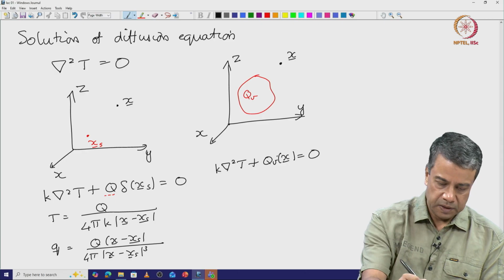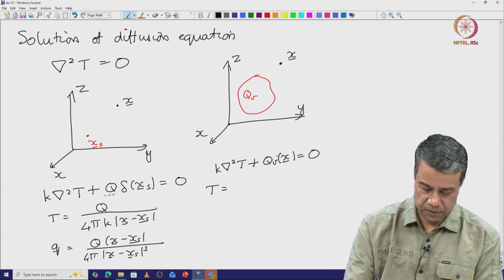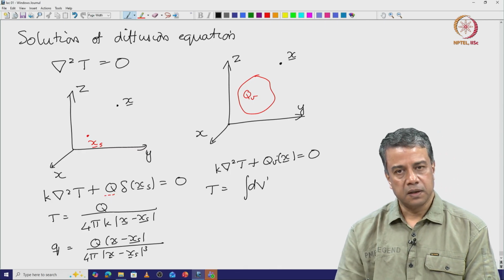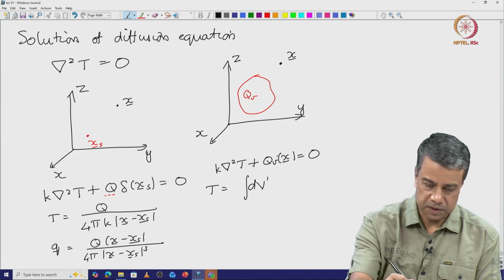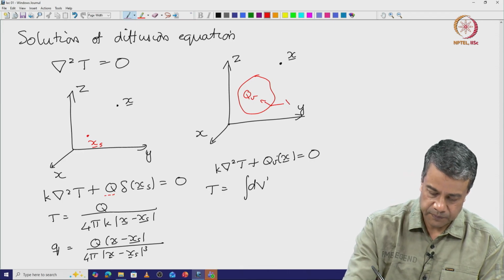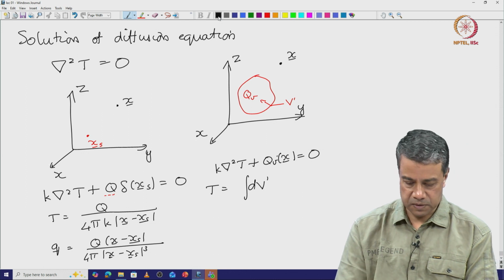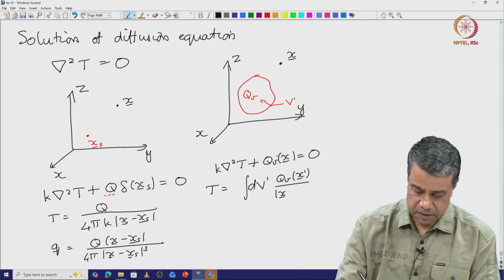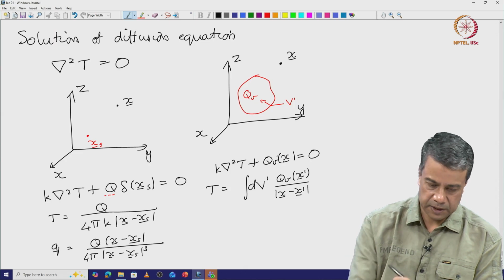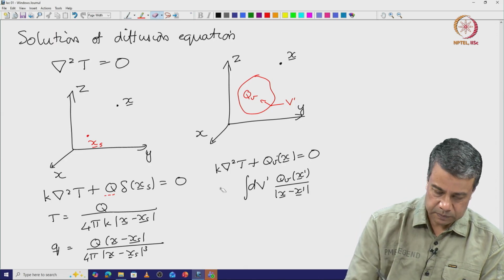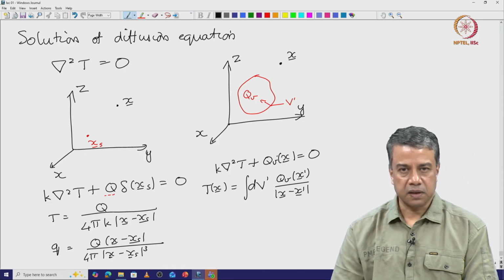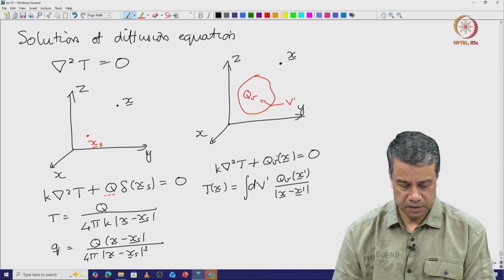The solution for this equation is T is equal to the integral over dV prime, where the integral is over the source points, so this is the volume V prime, of QV at the location x prime divided by 4 pi k times the magnitude of x minus x prime. This is the temperature at the location x.